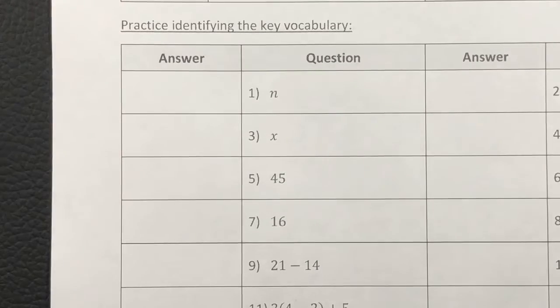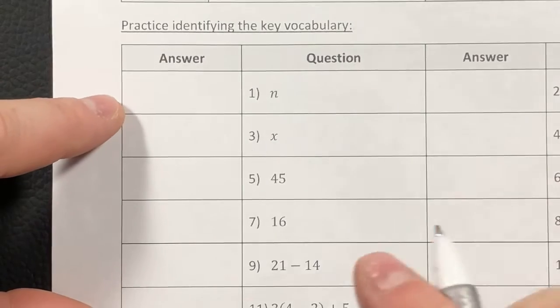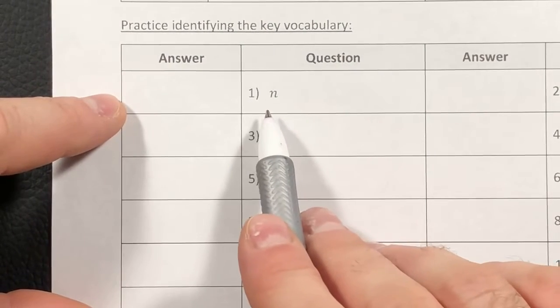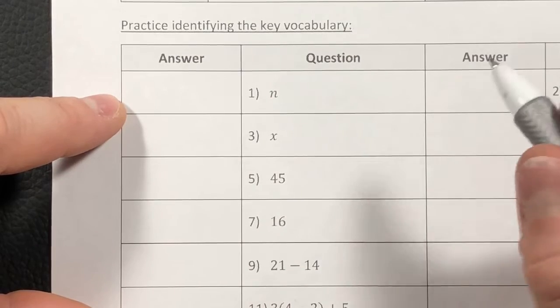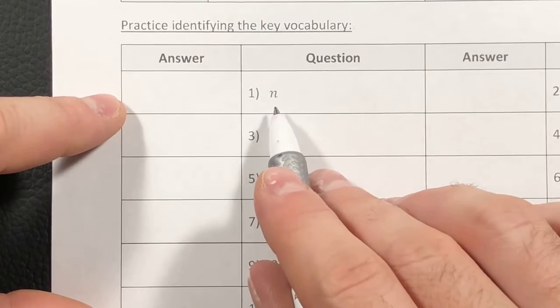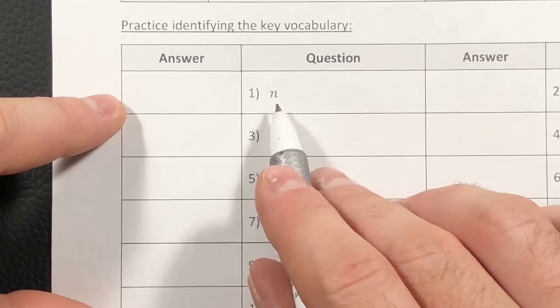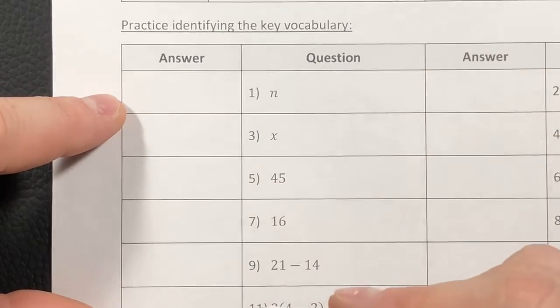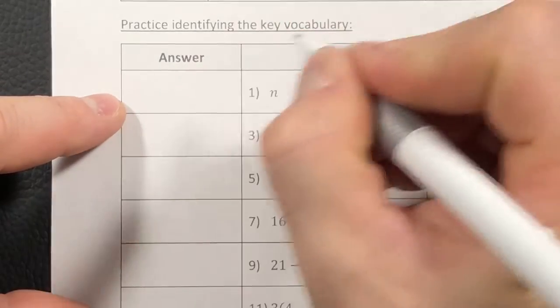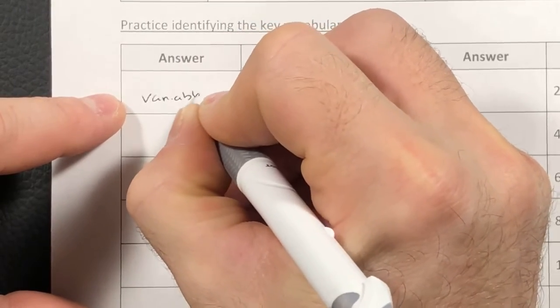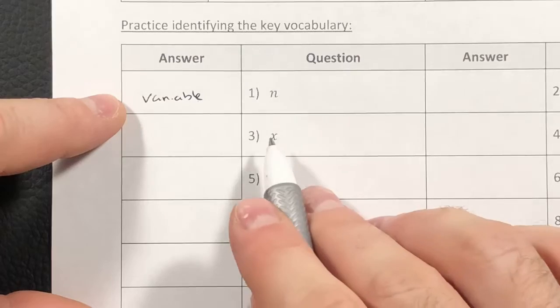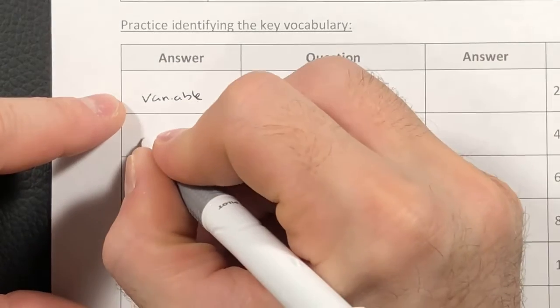Okay. So most of this is just vocabulary based, so we can knock these out fairly quickly. One is going to be a variable because we're not sure what the value of n is. N can be the number of pizzas you can eat. N can be the number of bicycles you own. We're not really sure what the value for n is. So we're going to go ahead and just state that n is a variable. Same thing. Number 3, x is also a variable.